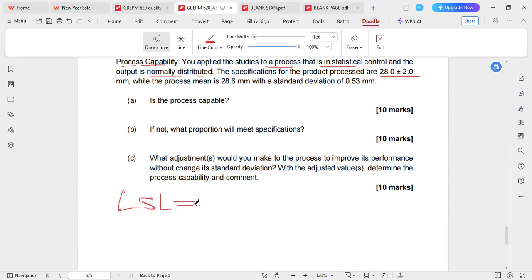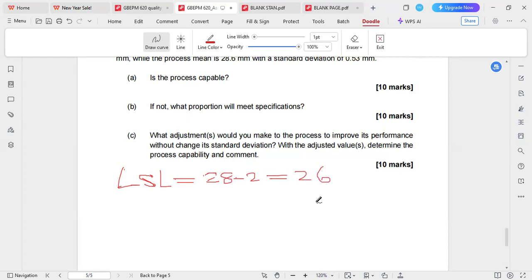which is equal to 28 minus 2, which is equal to 26. Then upper specification limit, 28 plus 2, which is equal to 30. So these are the upper specification and lower specification limit.